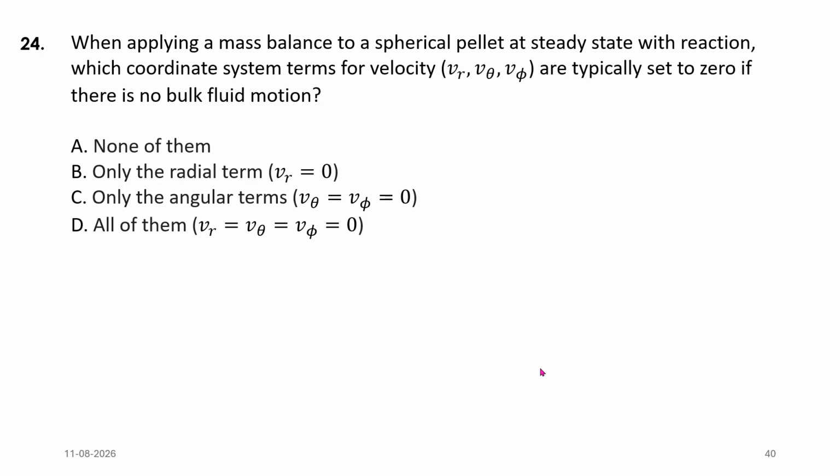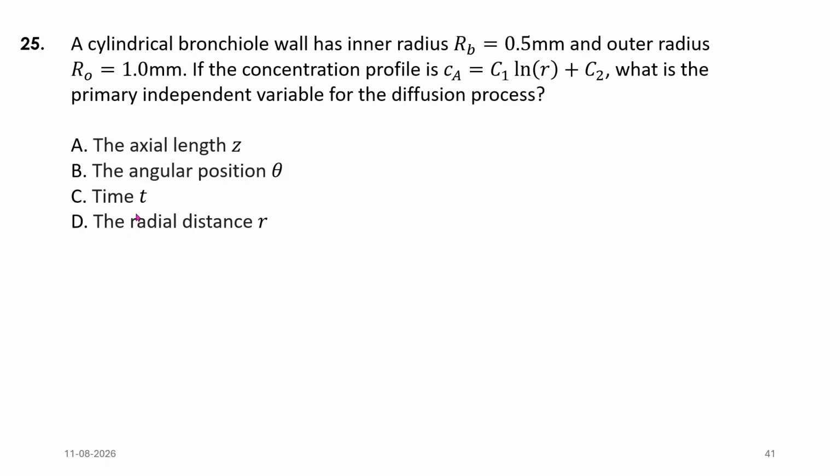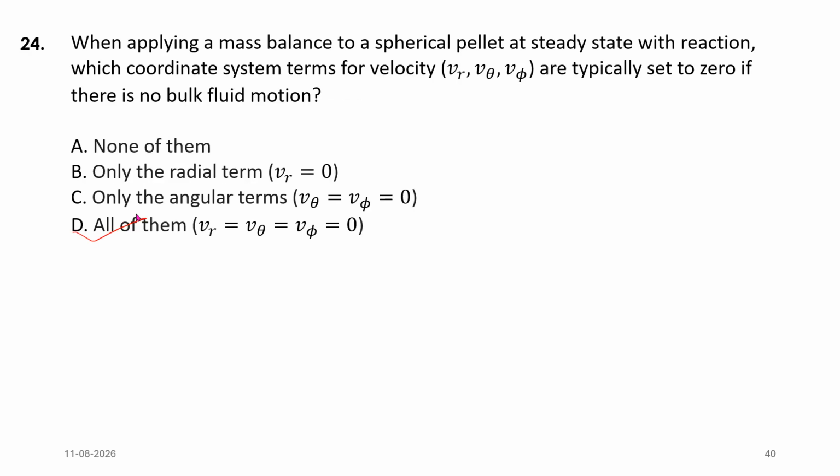When applying a mass balance to a spherical pellet at steady state with reaction, which coordinate system terms for velocity are typically set to 0 if there is no bulk fluid motion? So it is all of them. There is no convective term present, right? All of the bulk velocity will be 0. Next, you can write it like no convective term.